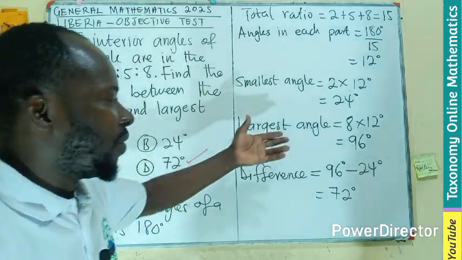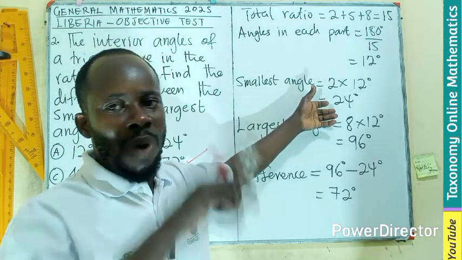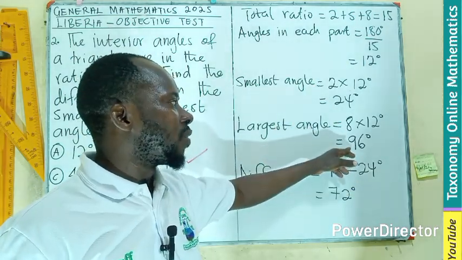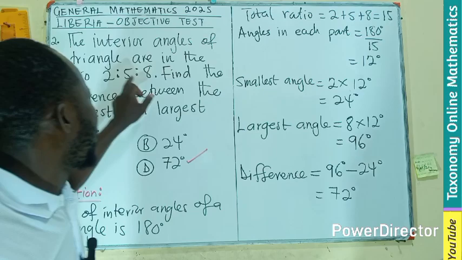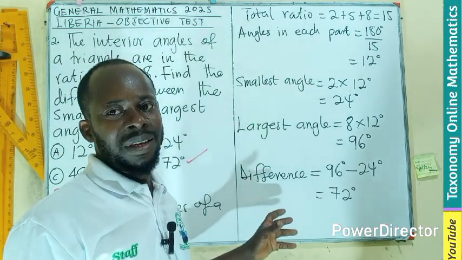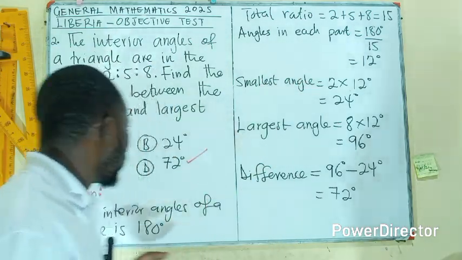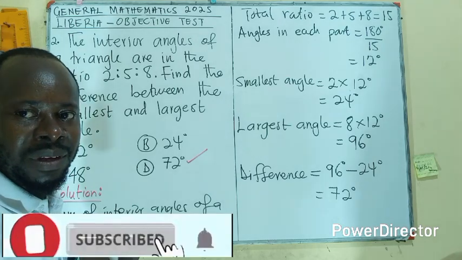So you can check: this is 12, 24 in one corner, 96 in the next corner. The next one will be 5 times 12, which will be 60. So that when you add all of them, you will come back to 180. I believe it is clear.